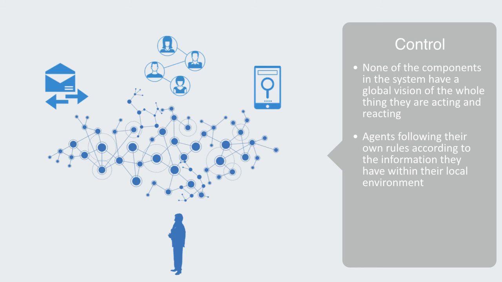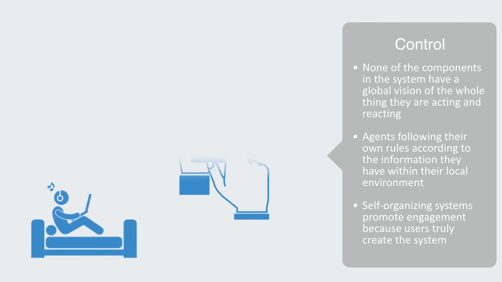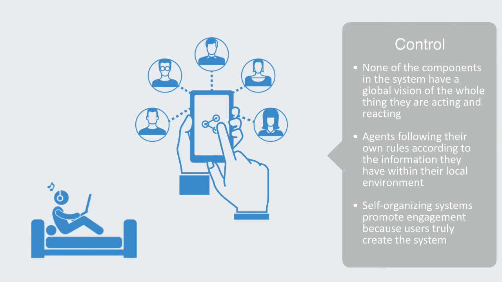But self-organizing systems promote engagement. People feel more engaged because, after all, they truly create the system. People feel empowered and actively engaged in their social networks. Although someone has created the platform and defined the rules under which they interact, they still get to create their network and shape how it develops.